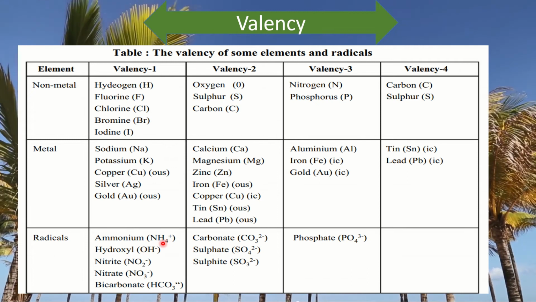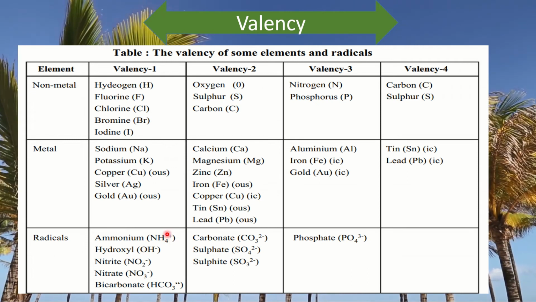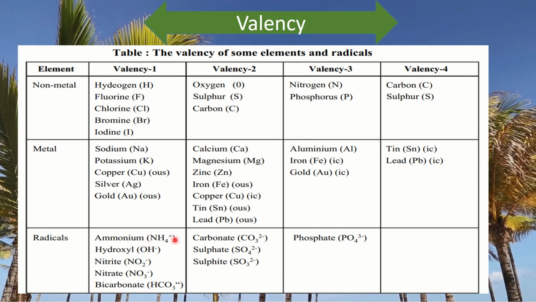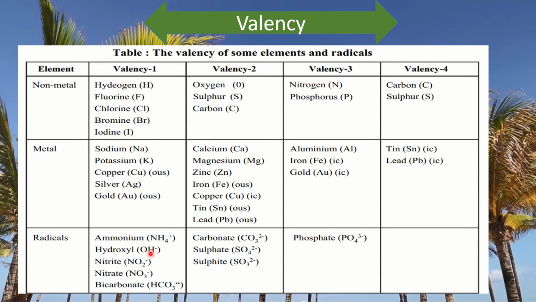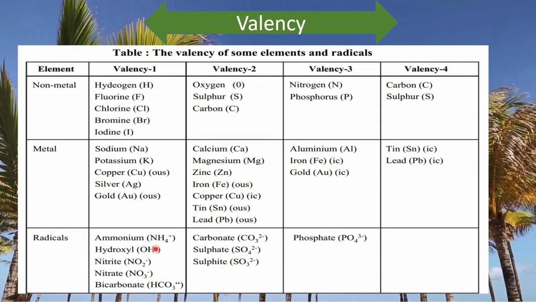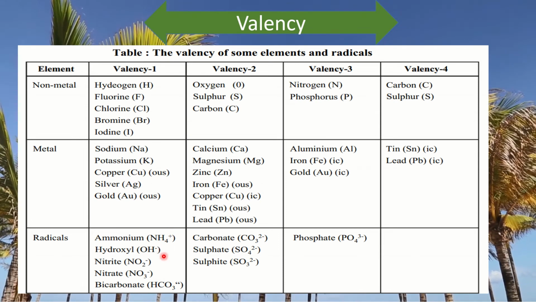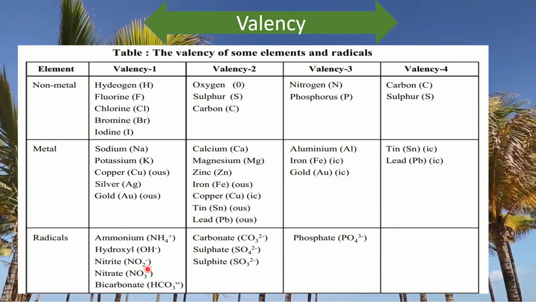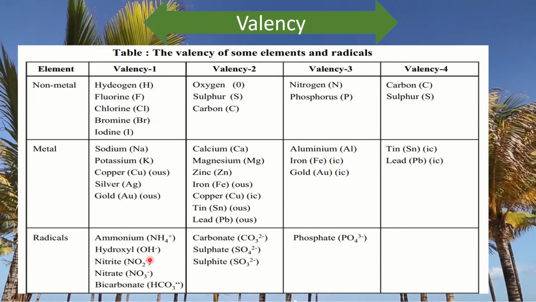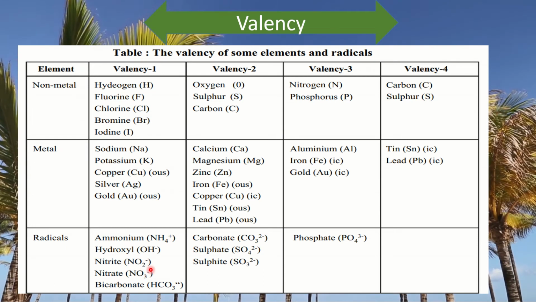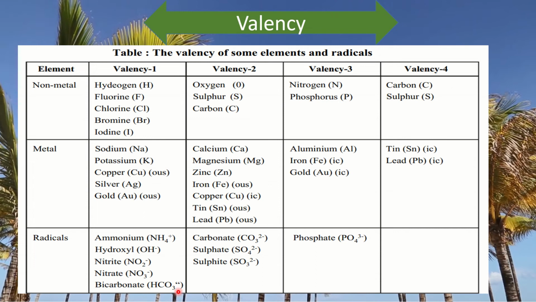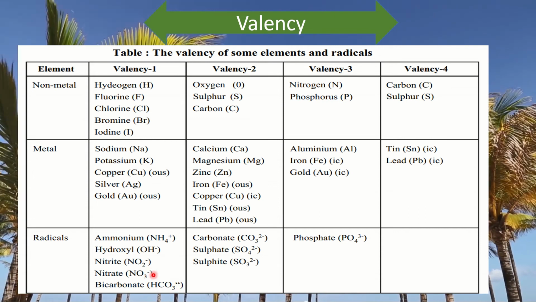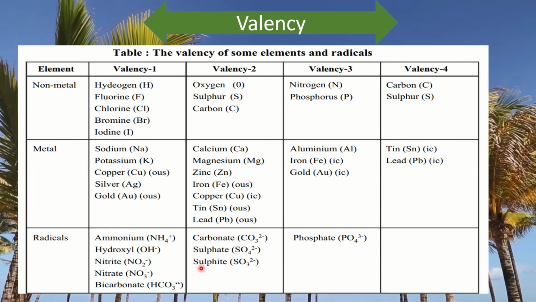This is ammonium, NH4 plus, that means it is mono-positively charged. Its valency is 1 because there is only 1 plus. Hydroxyl, OH minus. Minus means it is negatively charged. Its valency is also 1 because there is 1 charge. This is nitrite, NO2. It is also mono-negatively charged. Its valency is 1. Nitrate, NO3. Bicarbonate, HCO3. Here will be minus. All these are mono-negatively charged and their valency is 1.